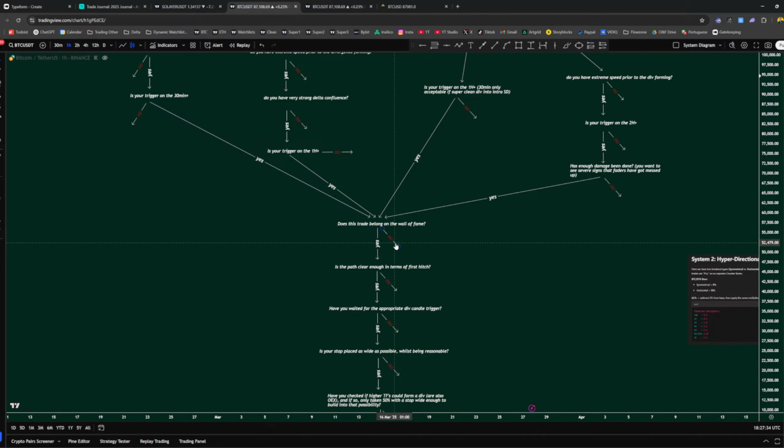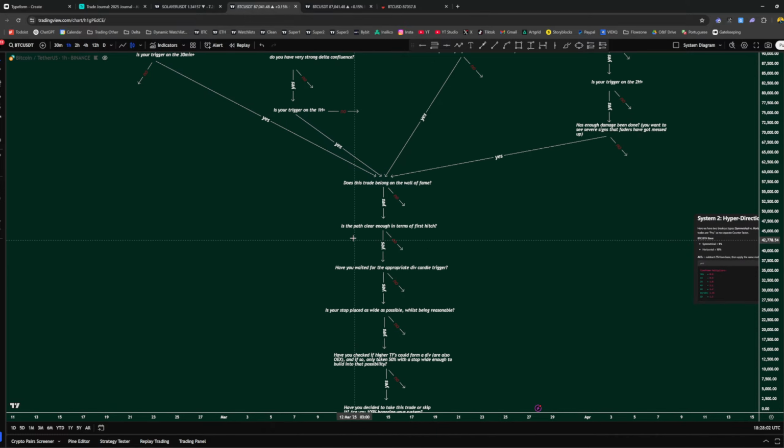If no, right? So I have to ask myself. I have to physically go up and look at my wall, where I have all my A-star trades in this system anyway, the regular pivot system, printed out, stuck up on there. I have to be honest with myself, look at the current setup and go, does this really cut the mustard? Does it belong on the wall? If not, then the gate's kept me out. If it does, move on to the next gate, which is the path clear enough in terms of the first hitch.